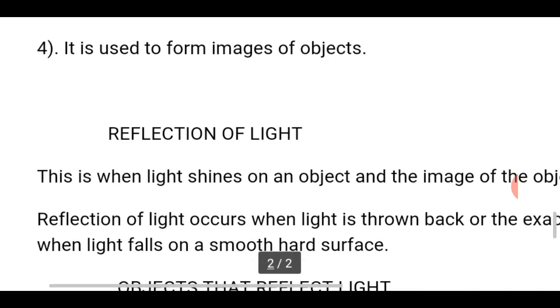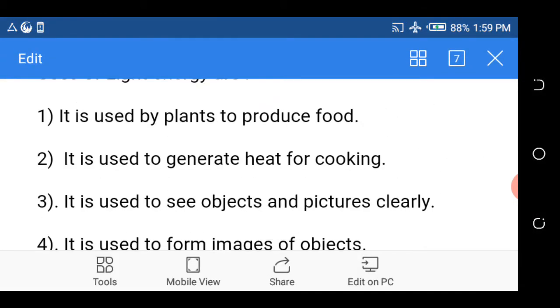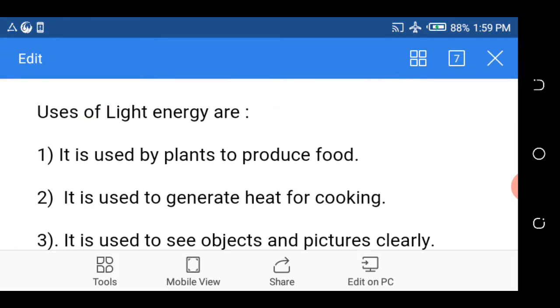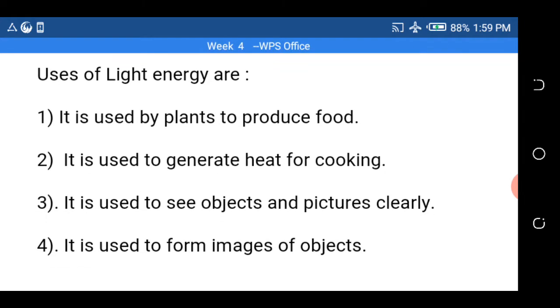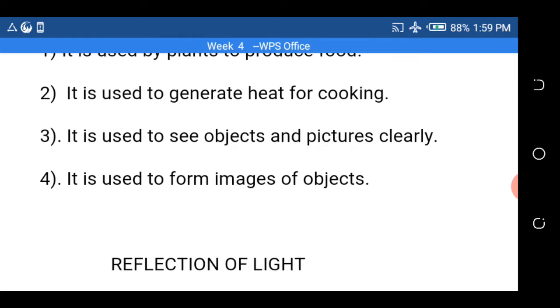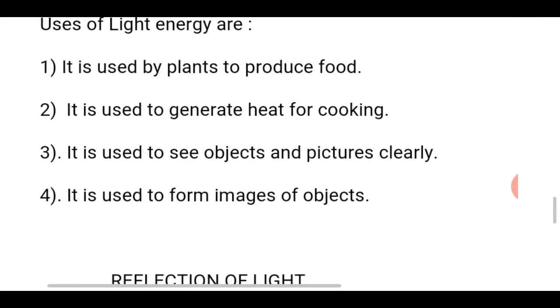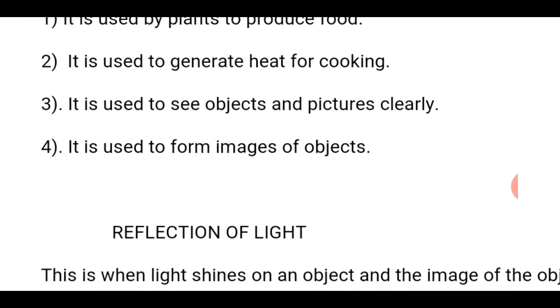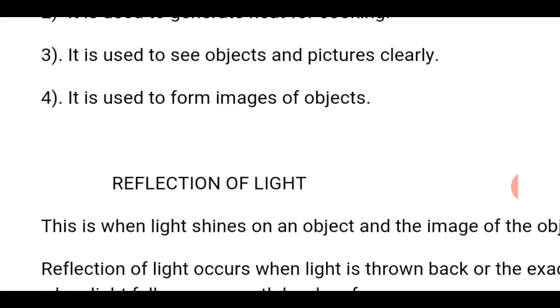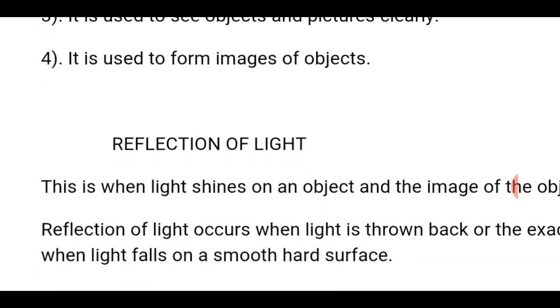Now, let me say it again. The uses of light energy are: it is used by plants to produce food; it is used to generate heat for cooking; it is used to see objects and pictures clearly; and it is used to form images of objects.